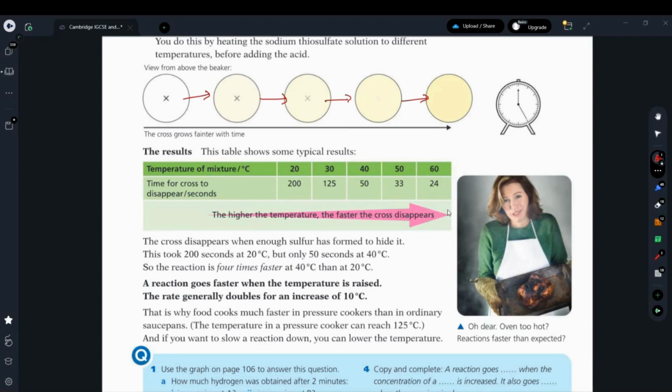So a reaction goes faster when the temperature is raised. The rate generally doubles for an increase of 10 degrees in this scenario.